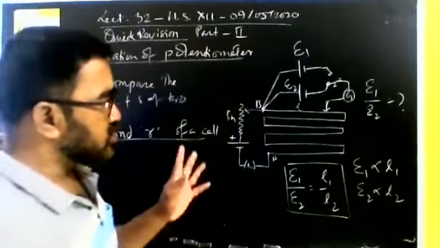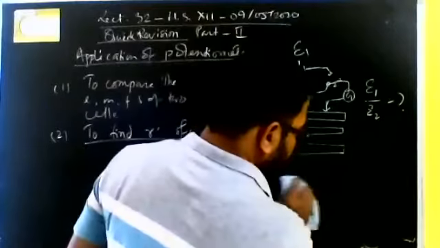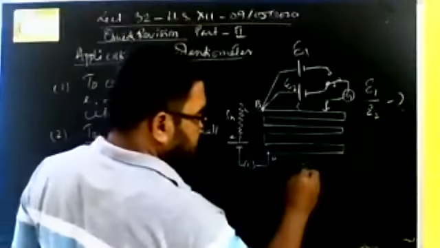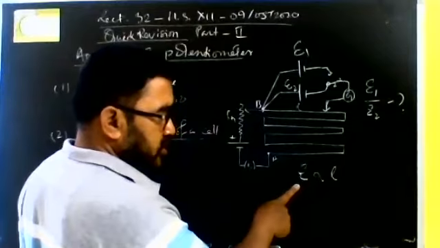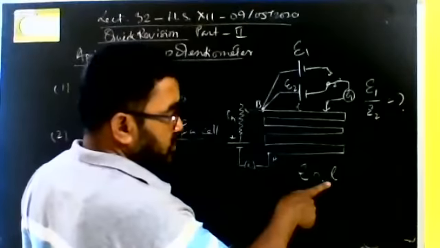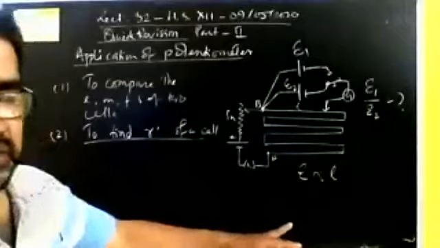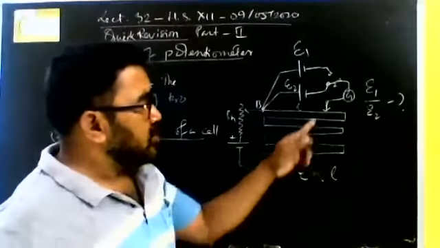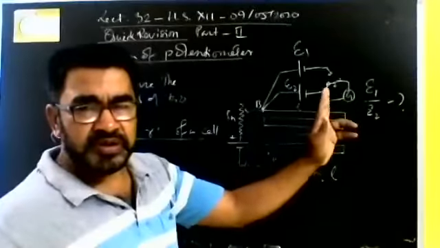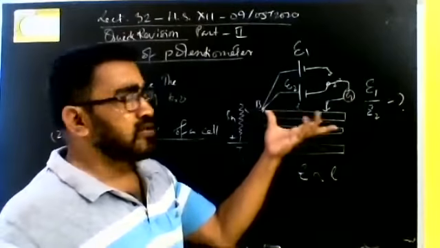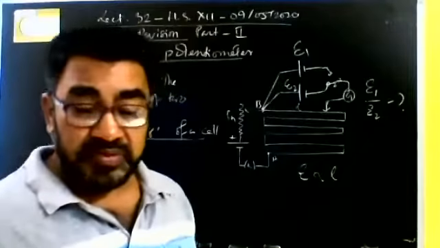So for this, what do you have to do? Same principle. The principle is the same. Epsilon, the EMF or potential drop, is directly proportional to the length of the conductor. So how will you find the length? You can find the length by observing the galvanometer deflection. If the galvanometer gives zero deflection, then you get the balance point at that particular length.